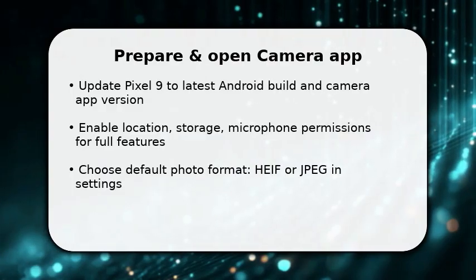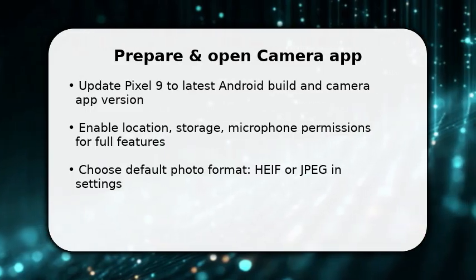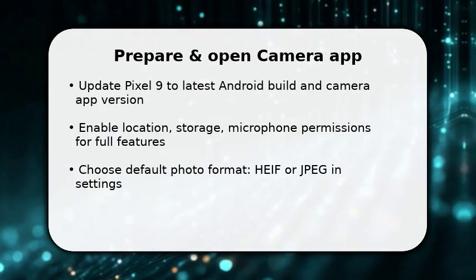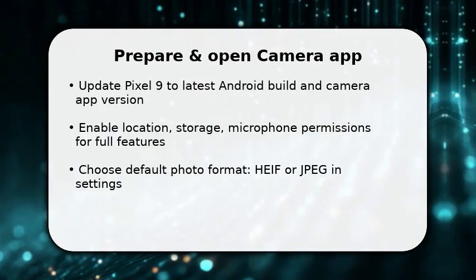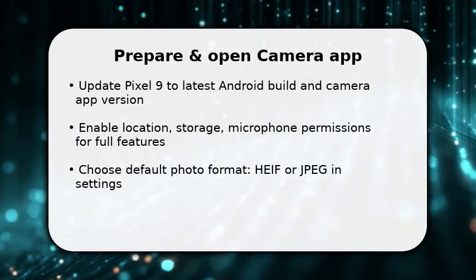You'll start by preparing the Pixel 9 so the camera behaves predictably. Open Settings, confirm system and camera app updates, and grant location, storage, and microphone permissions. These unlock HDR, geotag, and audio capture.